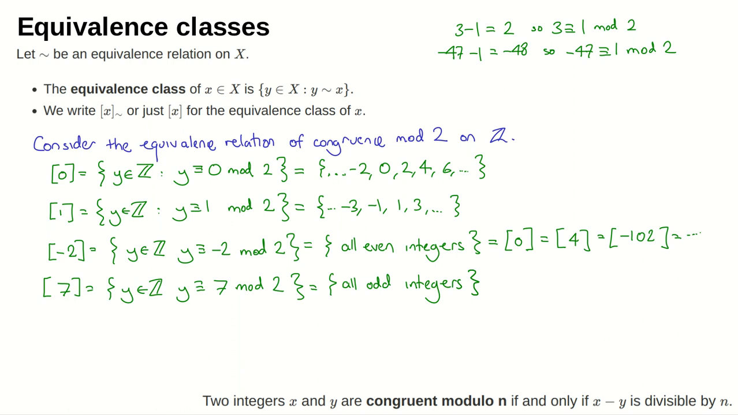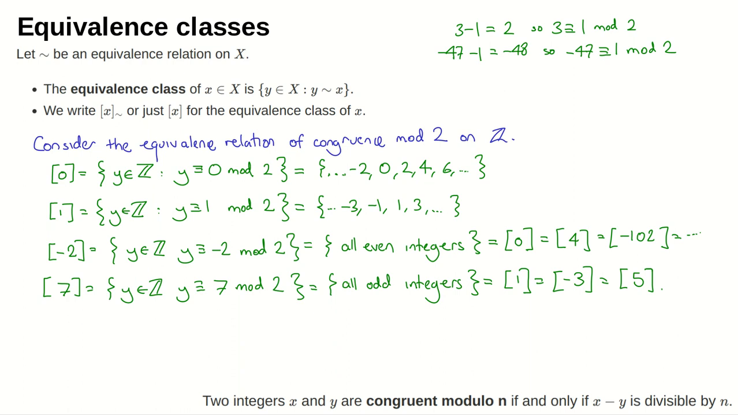And so that's equal to the equivalence class of 1. And once more, I think you can convince yourself without too much difficulty that this will be the same as the equivalence class of any other odd integer.